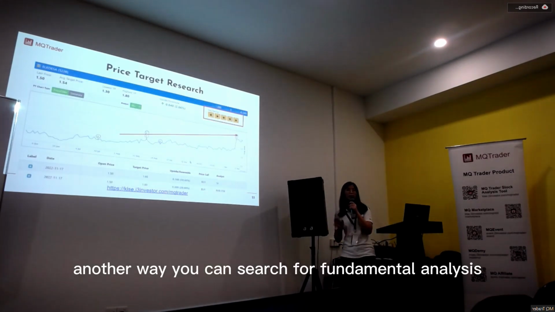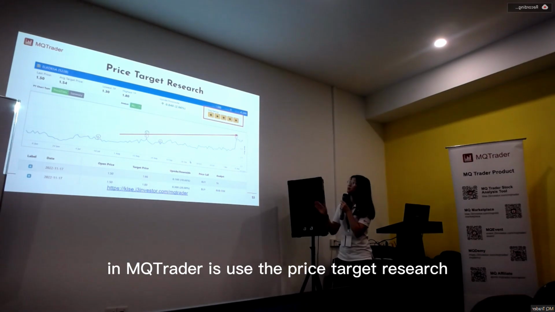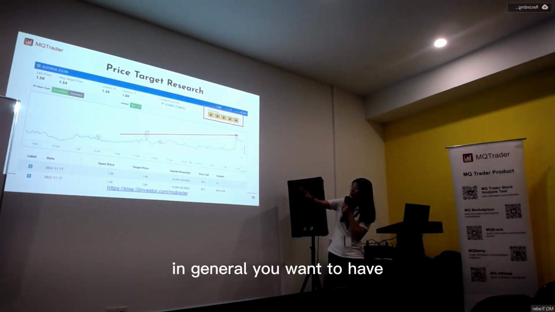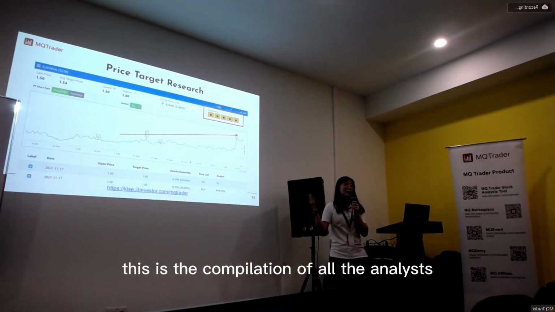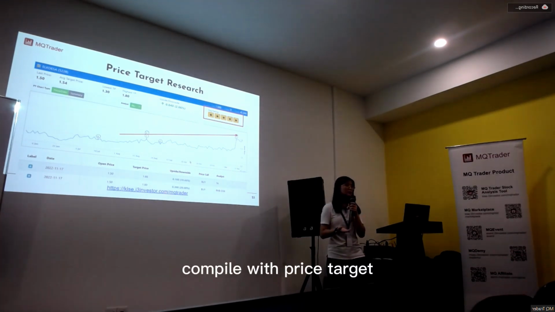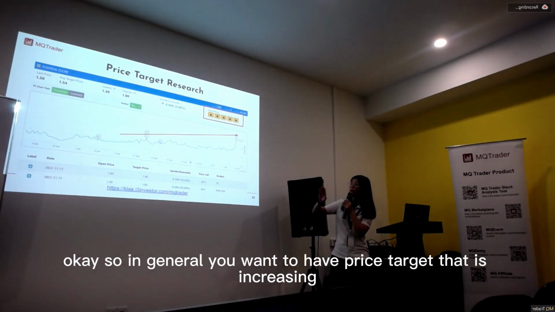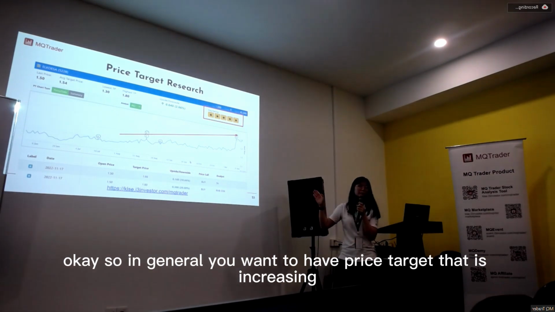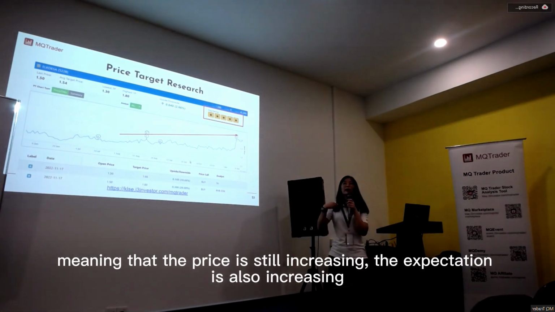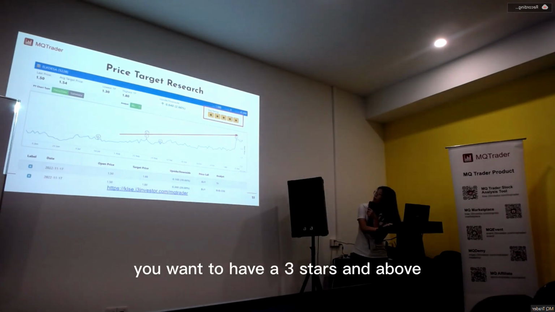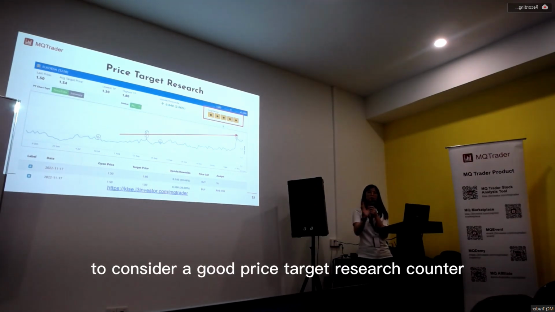Another way you can search for fundamental analysis in MQ Trader is to use the price target research. This is a compilation of all the analysts. They come up with a price target, so we compile them into this table and show it to you. In general, you want a price target that is increasing, meaning the expectation is increasing. You can see the average there. We want a 3-star and above to consider a good price target research counter.